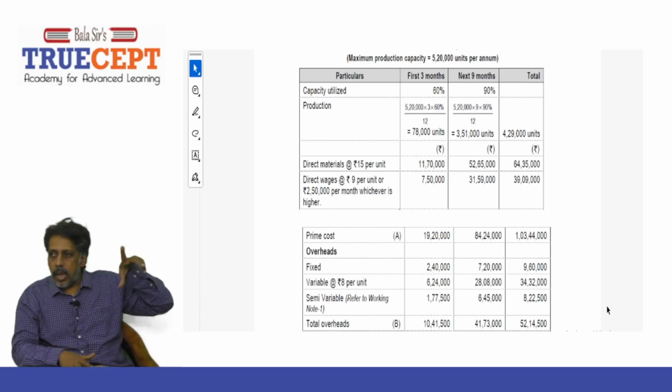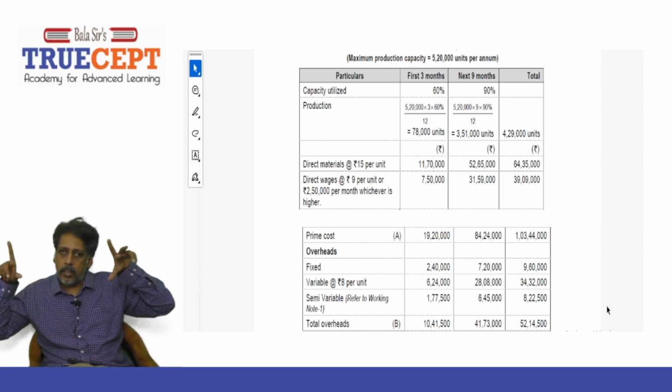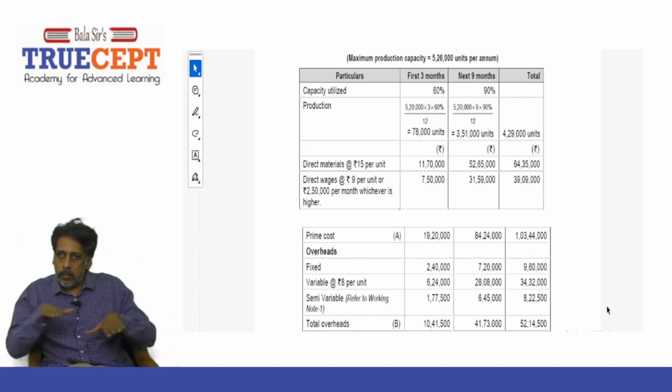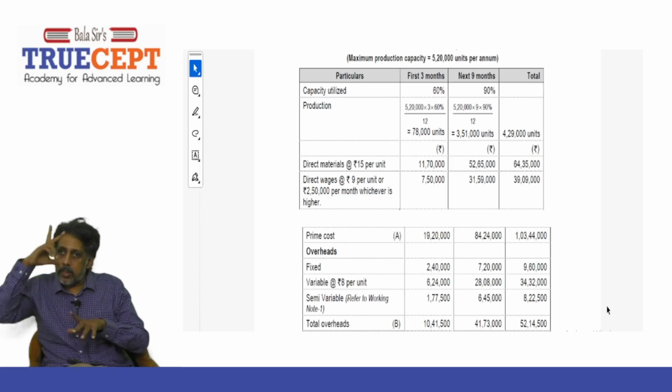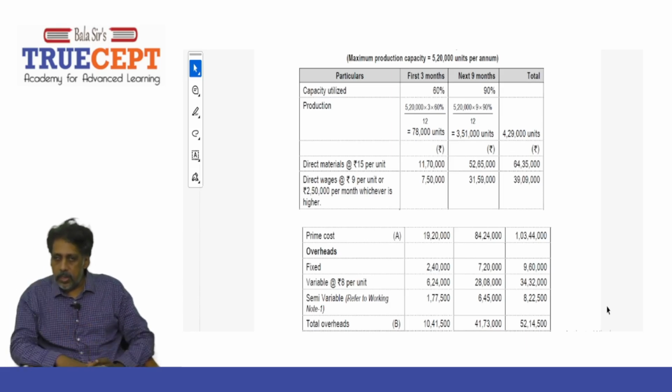So, 7,02,000 or 7,50,000, whichever is higher, it can't go below. Is that fine? Yes, sir. So, it is either 7,02,000 or 7,50,000. I take 7,50,000. What about the next 9 months?